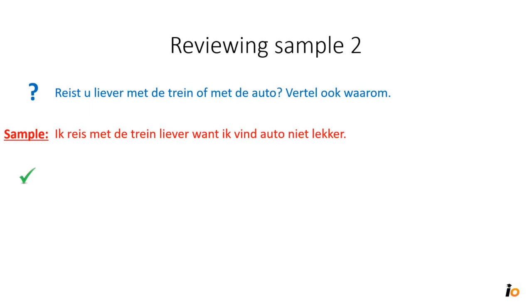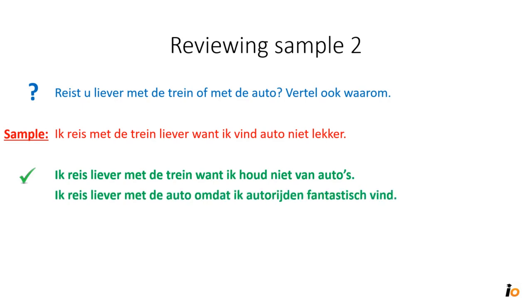Ik reis liever met de trein, want ik houd niet van auto's. The second ideal sample. Ik reis liever met de auto, omdat ik autorijden fantastisch vind. The third ideal sample. Ik reis liever met de auto. Ik vind autorijden leuk.